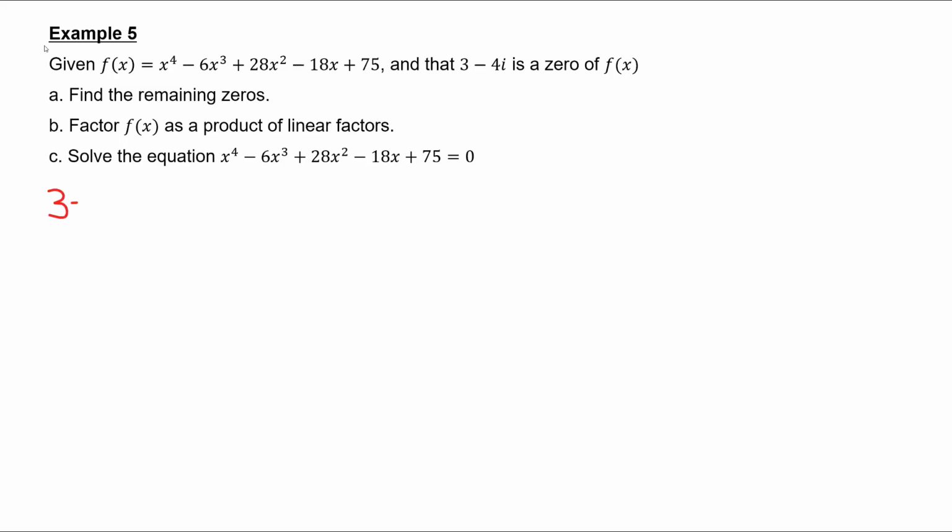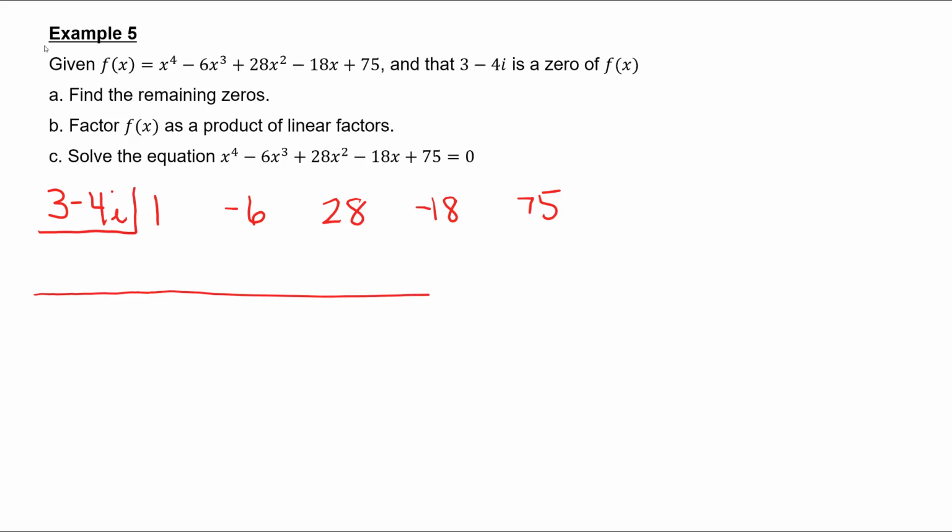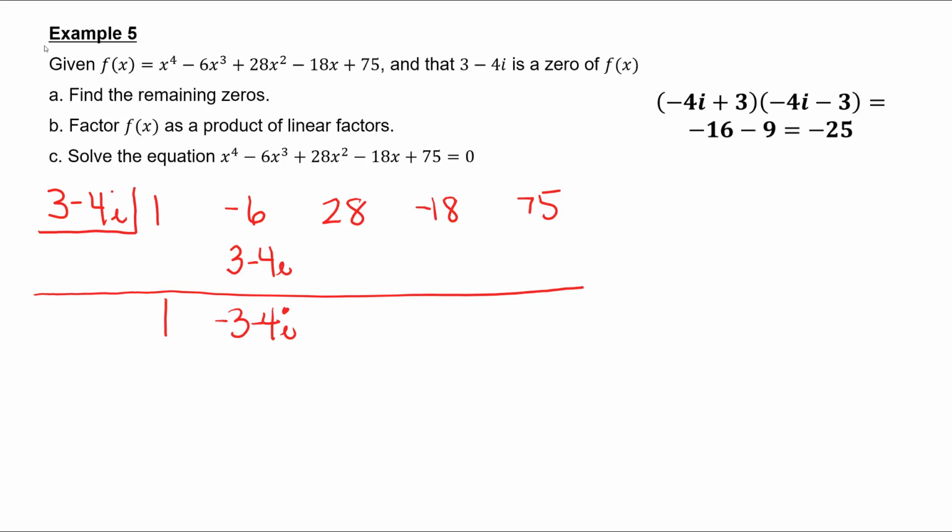So we're going to use 3 minus 4i and put that into the function using synthetic division. And then we'll find out what we have left. So we will bring down that 1 and multiply it by 3 minus 4i, and we will add that to negative 6. And then we'll multiply 3 minus 4i times negative 3 minus 4i, and I'm just doing that off to the side. Going to rewrite it as negative 4i plus 3 and negative 4i minus 3, because those are conjugates. And so a plus b times a minus b is a squared minus b squared. So this is going to be negative 16 minus 9, which is negative 25. And when we add that to 28, we get 3.